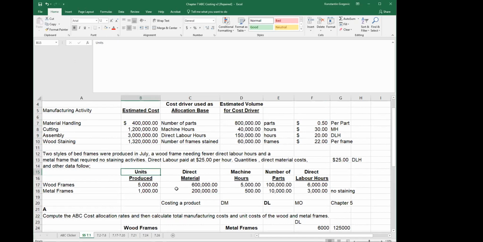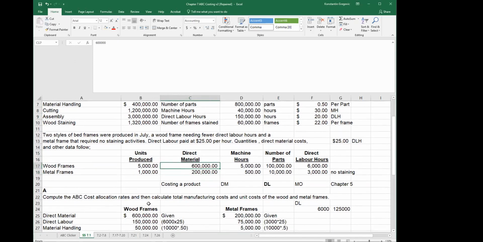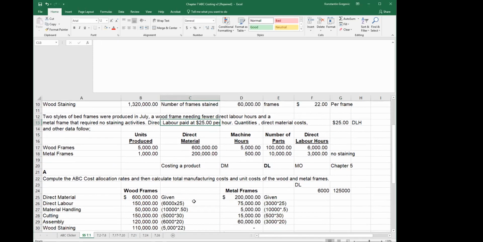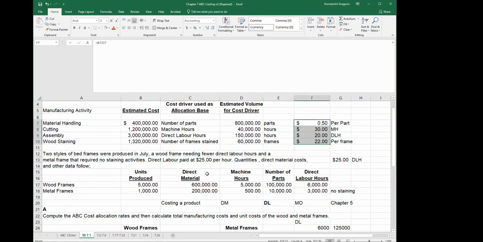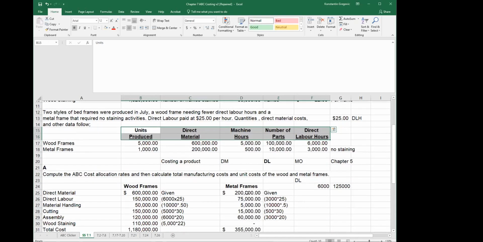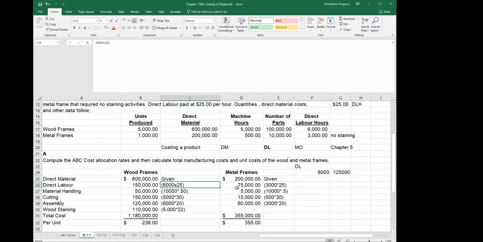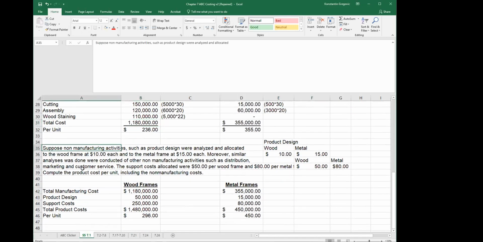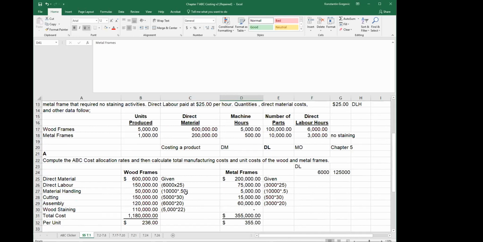We then had our final product. So we had some direct material costs. They're directly traceable to the product, so we just brought those forward. We calculated a direct labor based on a $25 direct labor hour, which was given over here. And then we used our overhead rates calculated by our drivers or activity levels to get to our total product costs. And then we added some support costs and design costs as well, which added to the total cost of the wood frames and the metal frames. So this is a good basic example.